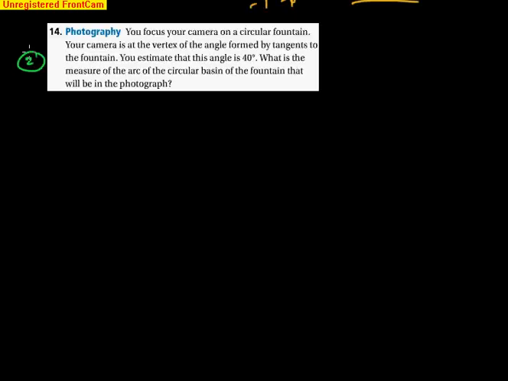Okay, here's this problem. It says you focus your camera on a circular fountain. The camera is at the vertex angle of the angle formed by the tangents to the fountain. You estimate that this angle is 40 degrees. What is the measure of the arc of the circular basin of the fountain that will be in the photograph? So I believe the picture looks something like this, right? So you have a fountain. There's the bottom of the fountain, and here's the water shooting up. That's the water, okay? And again, there's more to it, but this is the basin.